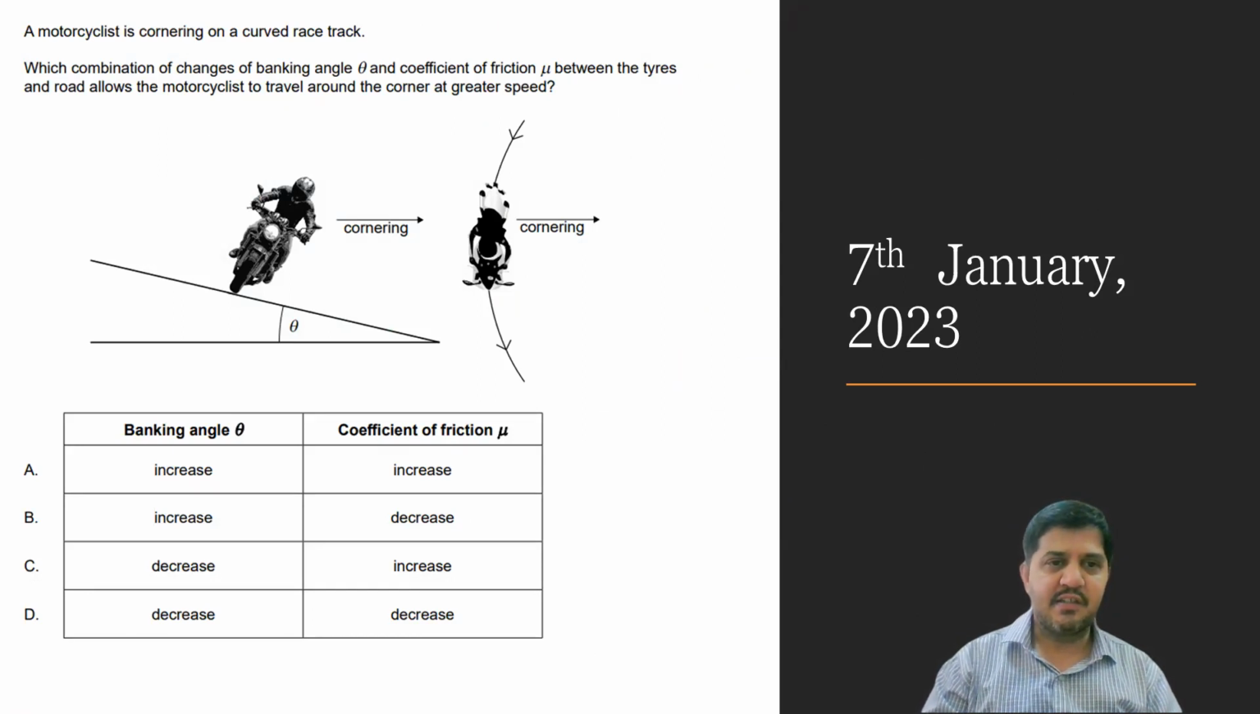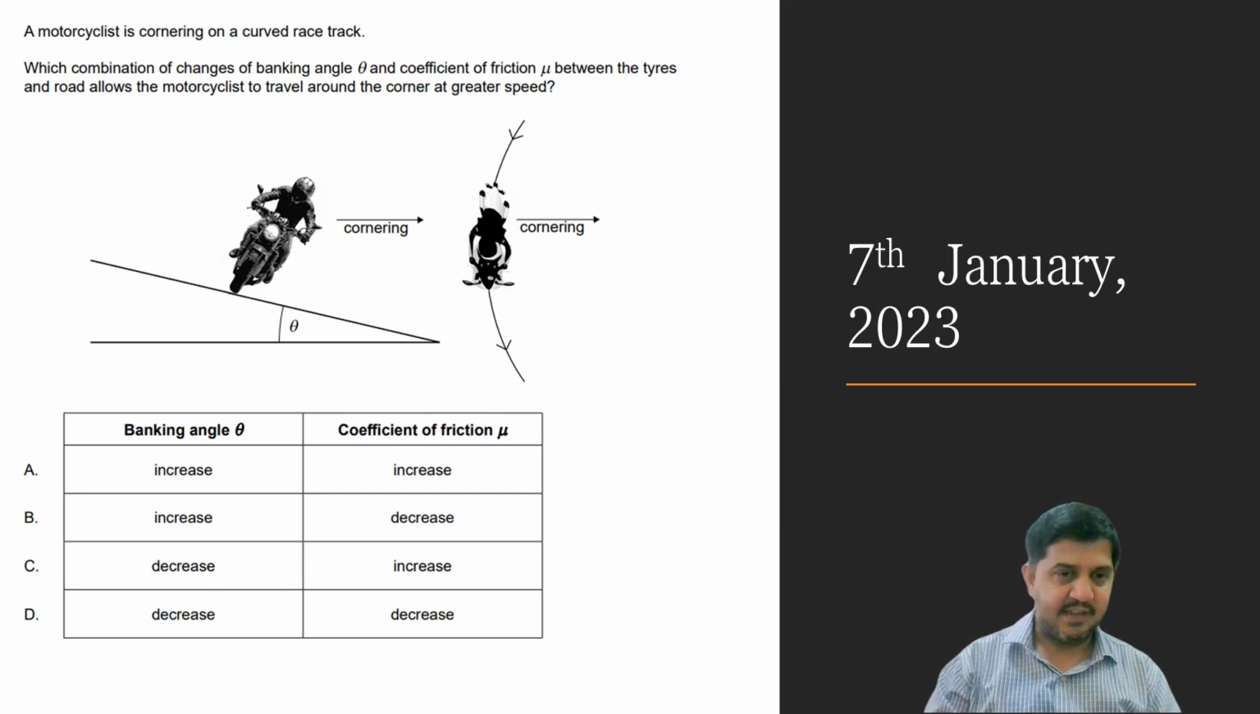Which combination of changes of the banking angle theta and the coefficient of friction mu between the tires and the road will allow the motorcyclist to travel around the corner at greater speed? It means if you increase the angle theta and decrease the value of mu, will you be able to travel faster? Or you need to increase both of them, or decrease one of them and then increase the other one. So which combination will help you out?